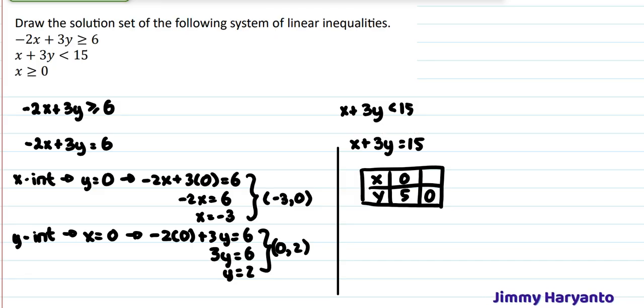And then y equals 0. That means x equals 15. So 15 is right there. Okay, so the points on this line are (0, 5) and also (15, 0). We'll draw it later. And then x greater than 0 can be drawn directly.